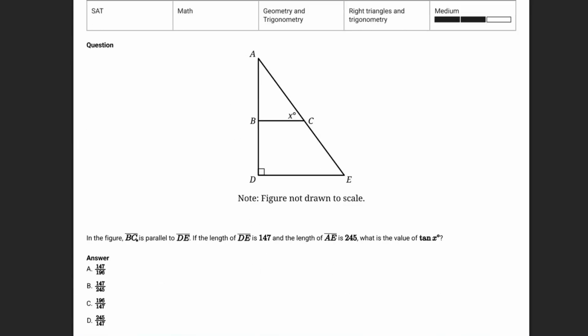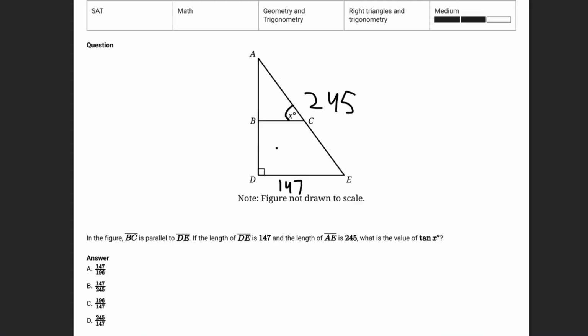In the figure, BC is parallel to DE. If the length of DE is 147 and the length of AE is 245, what is the value of tangent of x? As you can see, this is one big right triangle, with another triangle right here, and then this one right here.